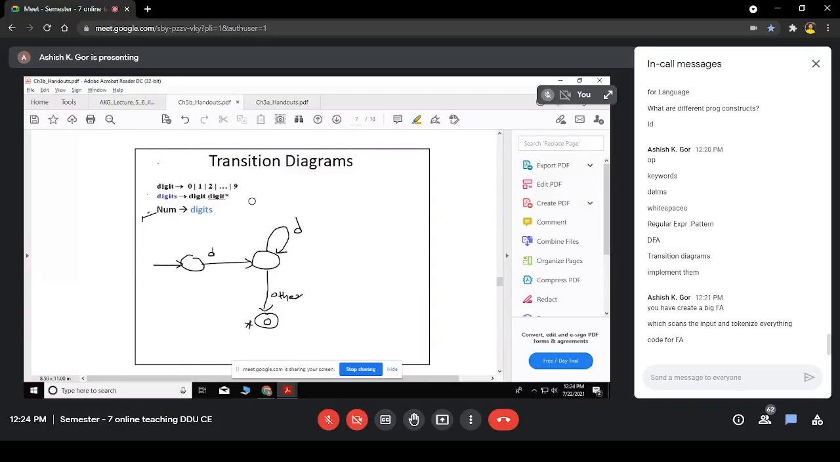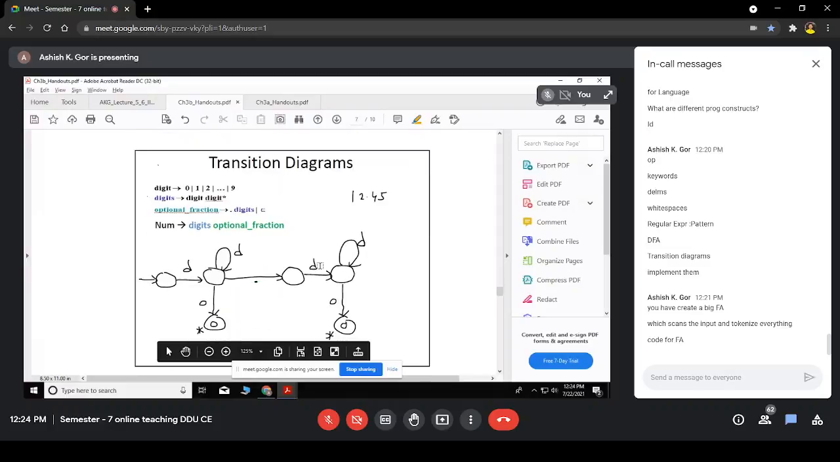Now, if it is just a number, then it is a digit. So these are all the transition diagrams. This is a digit followed by digits. This is a number, right? Whenever you get some other symbol, you will accept this as a number. You have to do unget C every time.